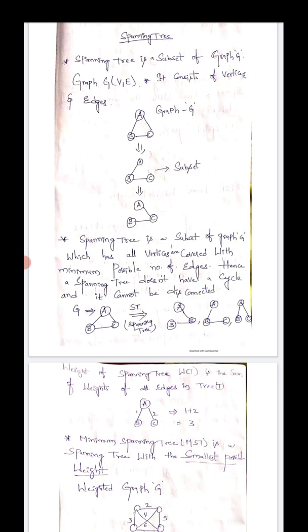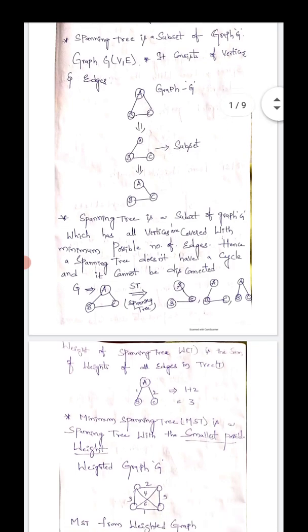A spanning tree is a subset of graph G which has all vertices covered with the minimum possible number of edges. So hence a spanning tree does not have a cycle and it cannot be disconnected. Look at this: here we have A to C, C to B, A to B, B to C, and now we keep A to B, A to C. That's enough. No need for a connection between B to C.